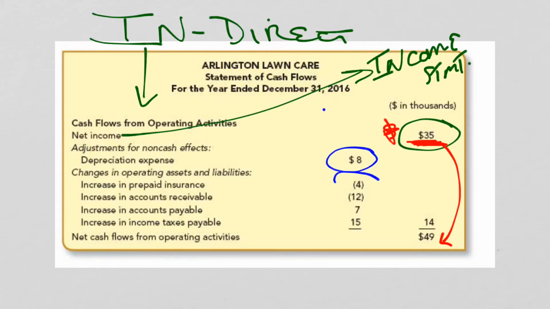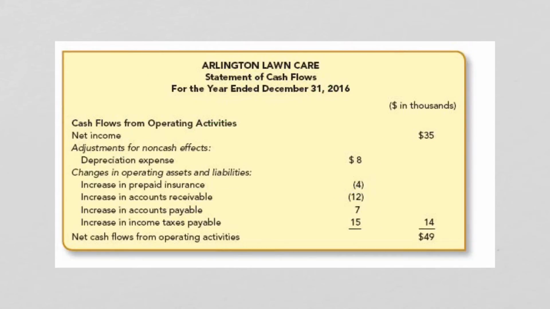Each line item is reconciling what it would be on a cash basis. And it's a reconciliation, so it's not telling you what the insurance expense is, but it's telling you what adjustment to make to the insurance expense in order to get back to cash basis. It's telling you what adjustment to make to depreciation in order to get back to cash basis.